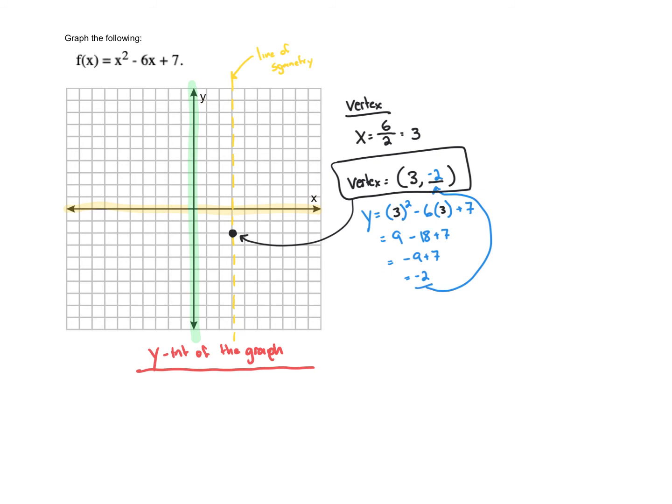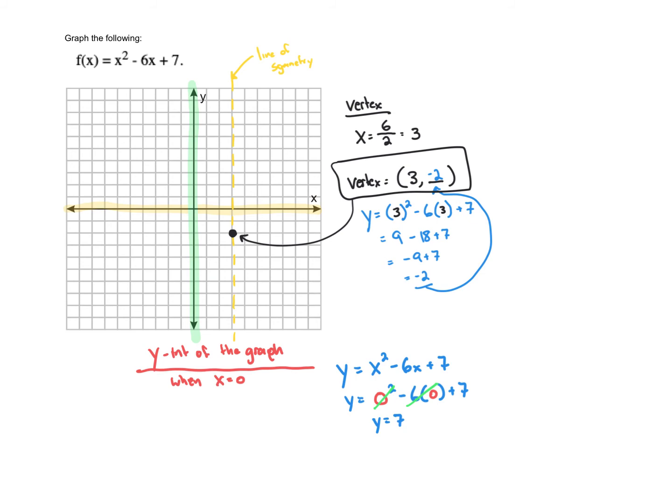Well, guess what happens when the graph crosses the y-axis? It's when x is equal to 0. So let's take the equation, y equals x squared minus 6x plus 7. Let's plug a 0 in. So y equals 0 squared minus 6 times 0 plus 7. Well, guess what? Y is the y-intercept so nice and easy? 0 squared, 0. So you end up with y equals 7.